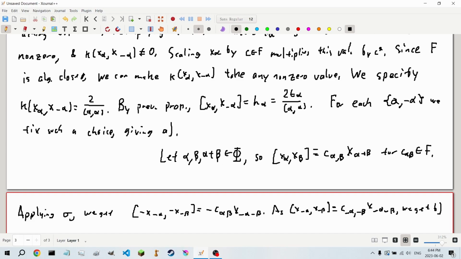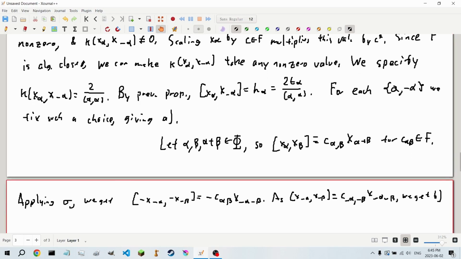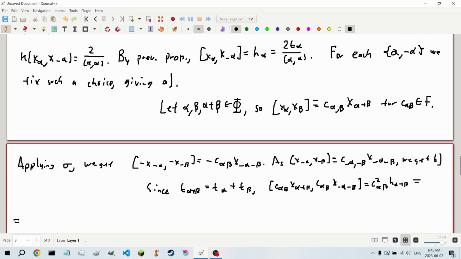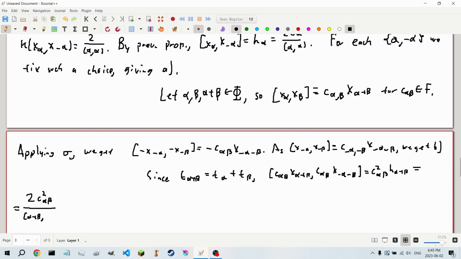Now, having chosen our root vectors for a and b, with alpha, beta being roots, with their sum being a root, we can move on to our third condition. Since t of alpha plus beta is t of alpha plus t of beta, let's just clean that up. We get that c alpha beta x alpha plus beta with c alpha beta x negative alpha negative beta is c squared alpha beta h alpha plus beta. Once again, I was overconfident and should have done a new line, which is 2c squared alpha beta over alpha plus beta times t alpha plus t beta.